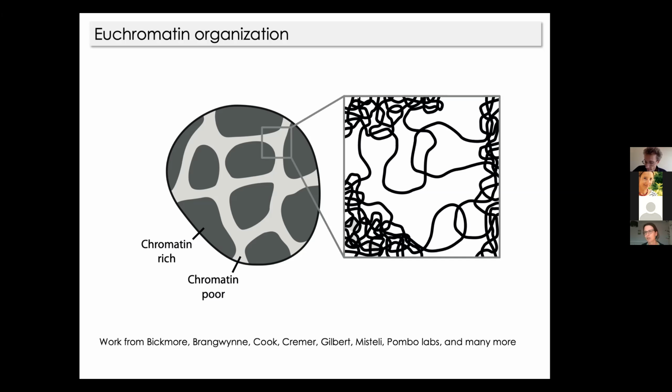And when we started this project, we were interested in understanding how you get this functional separation of euchromatin. So how do you separate it into the active and the inactive part? And so the next part of the story is about us trying to understand how you get such an organization.